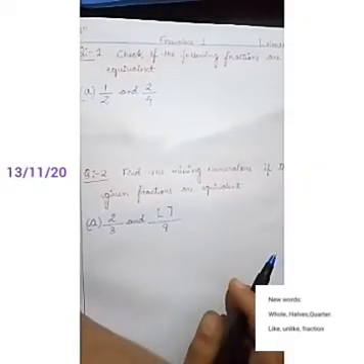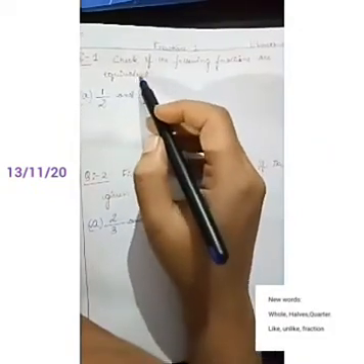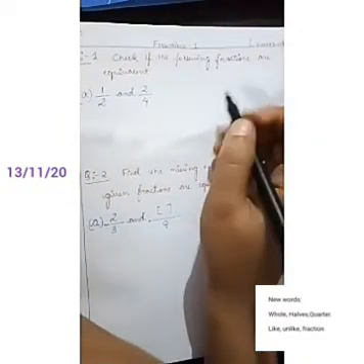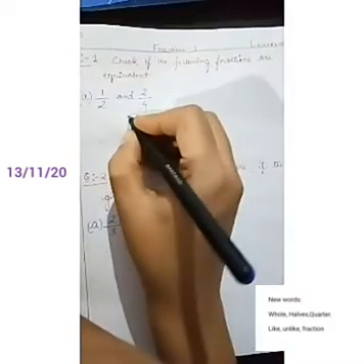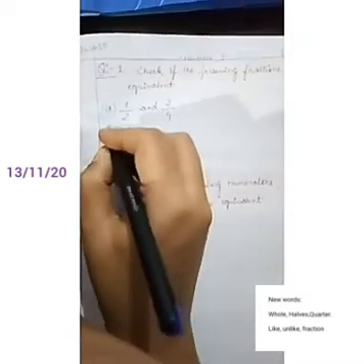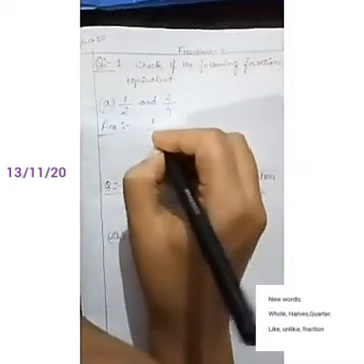Okay children, now this is the workbook of practice questions. Let us start. The first question is, check if the following fractions are equivalent. So we have to check whether the following fractions are equivalent or not. The question here is given 1 by 2 and 2 by 4. Okay, 1 by 2 we already know.